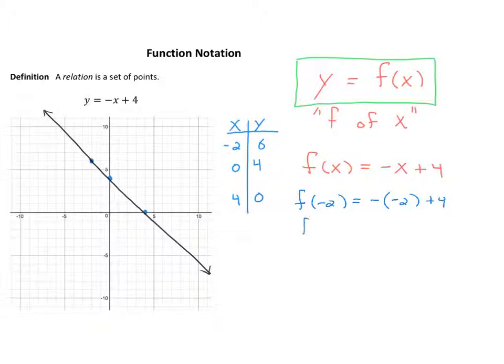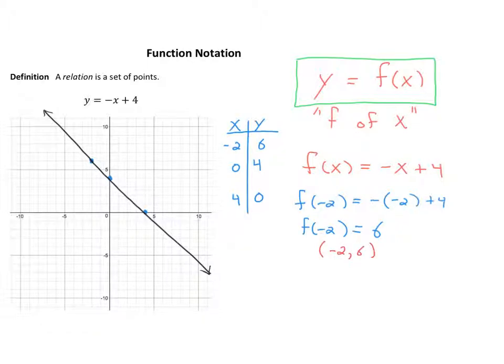So the symbol f of negative 2, that doesn't change. This doesn't mean multiply or anything. It's just a symbol that says you put negative 2 in place of x. If you simplify it, we already know the answer is going to be 6, but the negative times the negative is a positive 2, and 2 plus 4 is 6. So the big connection here is if you see this symbol, what this means is x is equal to negative 2 and y is equal to 6. So I'm going to write that right below here.